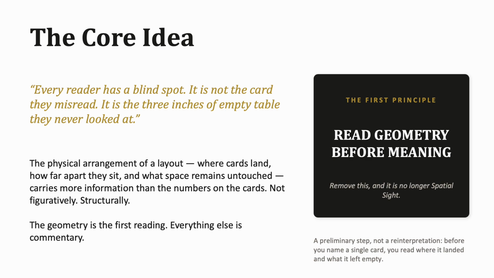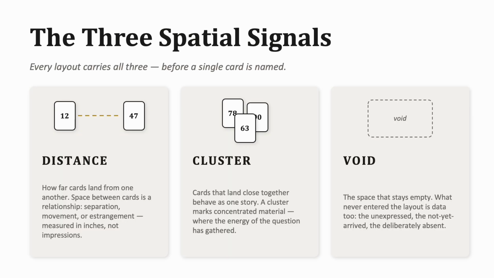The physical arrangement of a layout, where cards land, how far apart they sit, and what space stays untouched, carries more information than the numbers on the cards. Not figuratively, structurally. The geometry is the first reading. Everything else is commentary. Remove this step and it is no longer spatial sight.